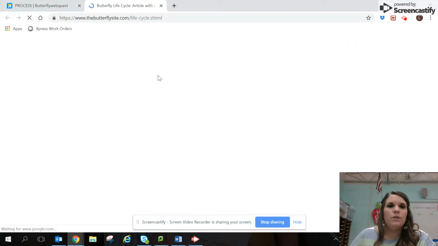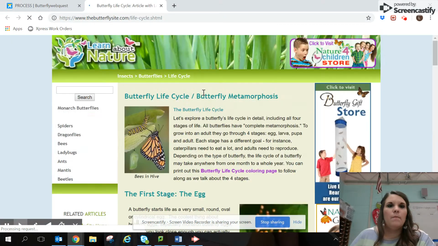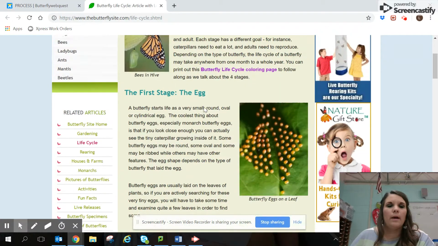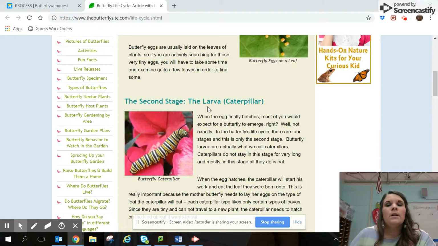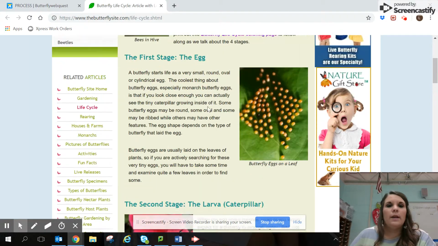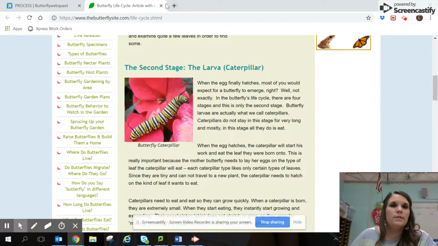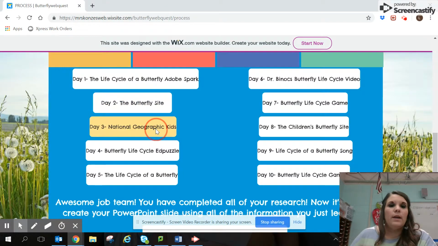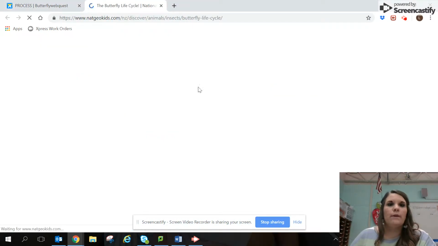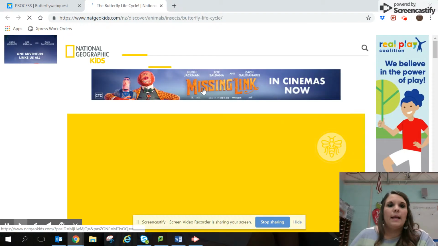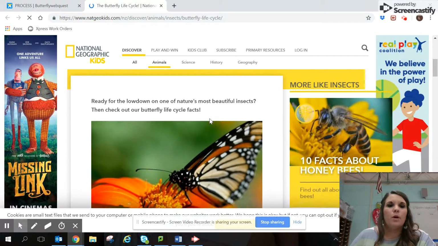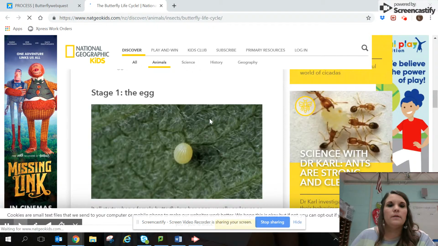Day 2, they had to go on this website, the butterfly site, and learn more about it, and they had to jot down information about their stage of the life cycle. And then, of course, they could read more about the other stages. Day 3, they used the National Geographic website, and they learned more about their stage and about other parts of the life cycle.